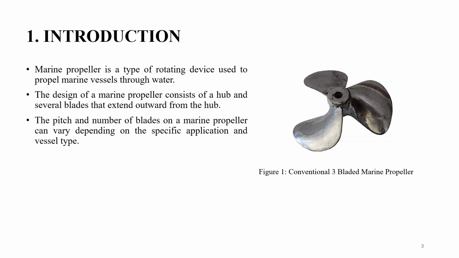In terms of the introduction, we know that the marine propeller is one of the most widely used components in marine vessels, and it is a type of rotating device that helps to propel the vessel through the water. There are some basic design strategies while constructing a marine propeller, which include the hub and several blades depending on the size and properties of the propeller. The pitch and number of blades can vary depending on specific applications and the type of vessel.